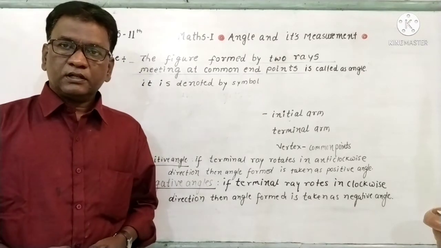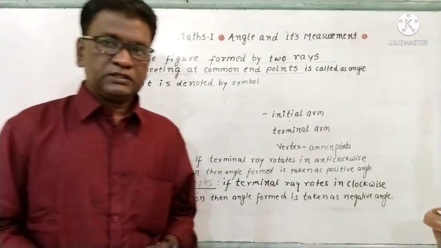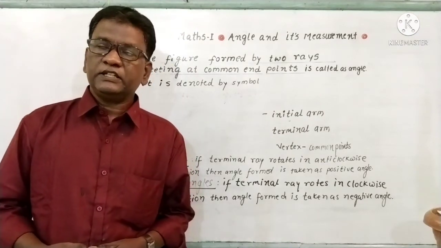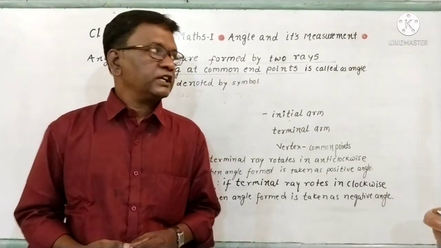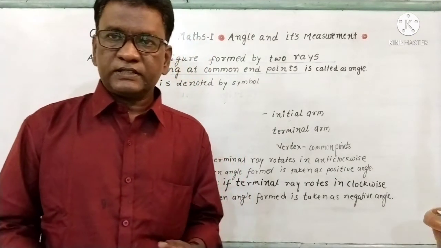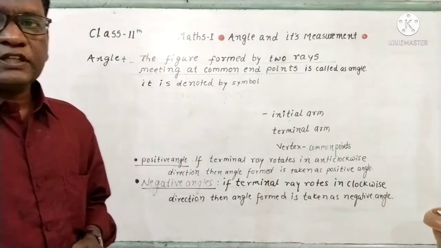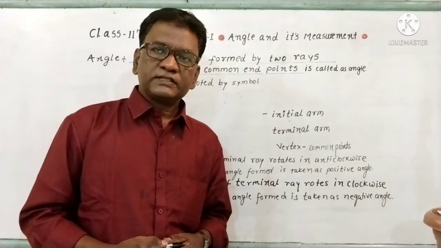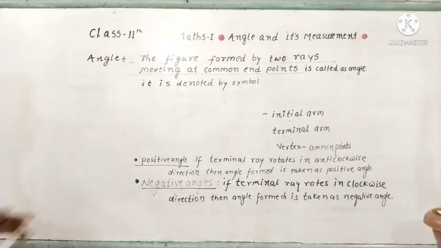Today we are going to discuss Math First, Class 11, first topic: angle and measurement. How will you define an angle? The figure formed by the meeting of two rays at a common end point is called an angle. See here, the figure formed by two rays meeting at a common end point is called an angle. See here how it is formed.